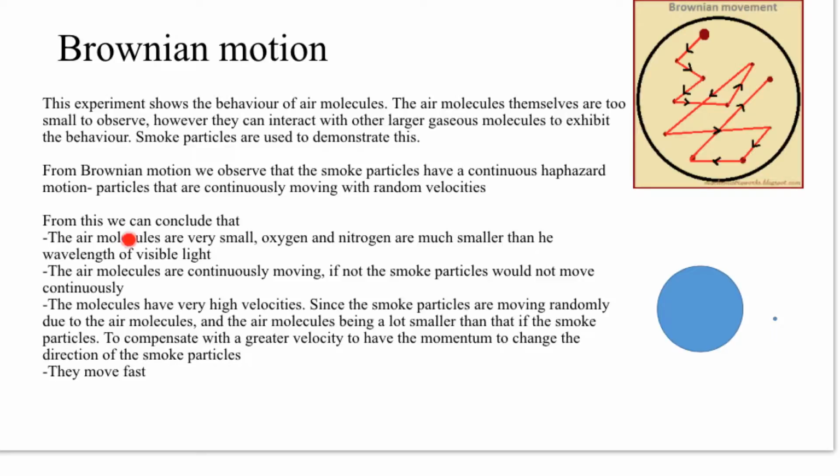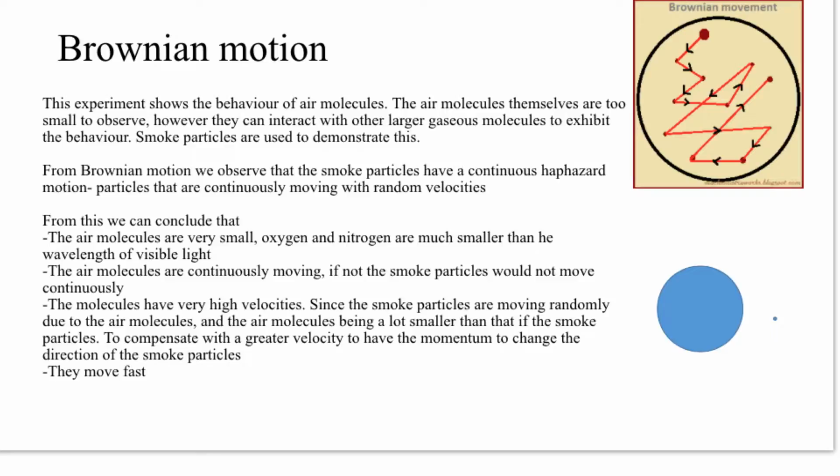From that we can conclude the following, which is what the mark schemes want to hear. The air molecules are very small. Oxygen and nitrogen are much smaller than the wavelength of visible light, so we can't see them. The air molecules are continuously moving. As I say, the smoke particles are continuously moving, therefore the air particles are continuously moving as well.